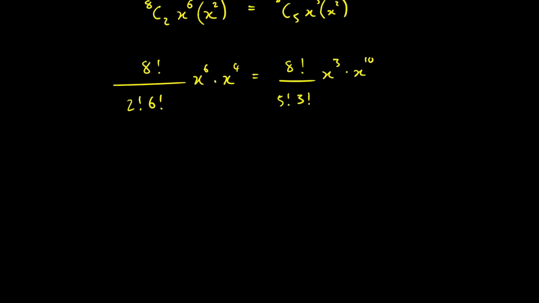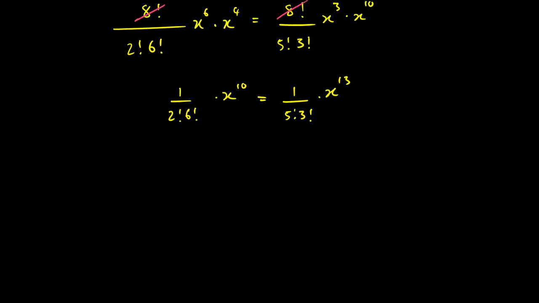Okay, now I think we can simplify this a little bit. The first thing we can do is divide both sides by 8 factorial. So that's gone and that's gone. The next thing we can do is combine up the powers of x. So we've got 1 upon 2 factorial 6 factorial, beg your pardon, times x to the power 10, because we add the powers, 6 plus 4. And this is 1 upon 5 factorial 3 factorial, and times x to the power 13, because we add up the 3 and the 10.